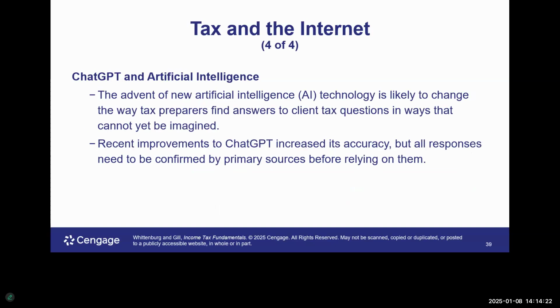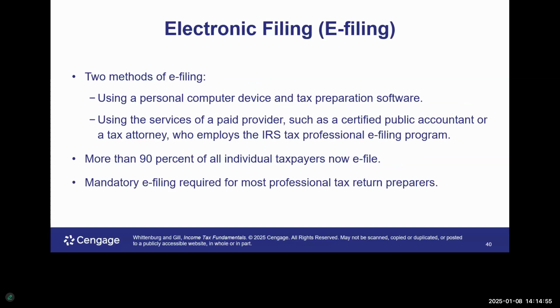Next, we have ChatGPT and artificial intelligence. So the advent of new artificial intelligence, AI, technology is likely to change the way tax preparers find answers to client tax questions in ways that cannot yet be imagined. Recent improvements to ChatGPT increase this accuracy, but as mentioned, all responses need to be confirmed by primary sources before relying on them, because sometimes technology gets it wrong, okay? All right. Next, we have electronic filing.